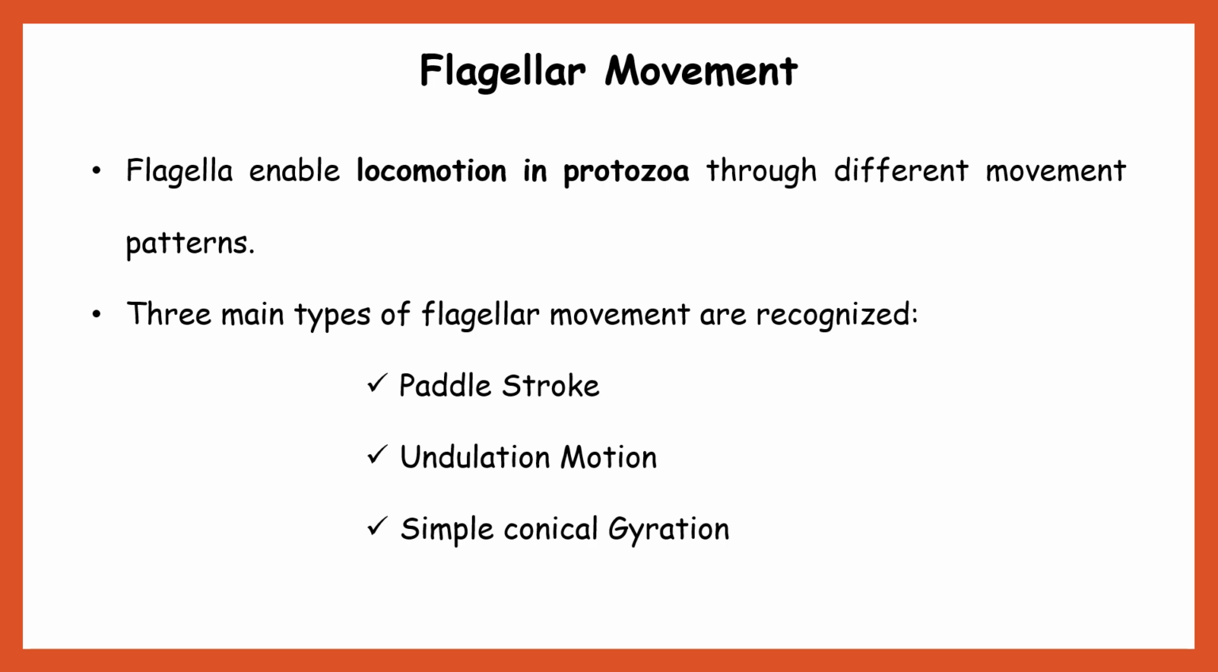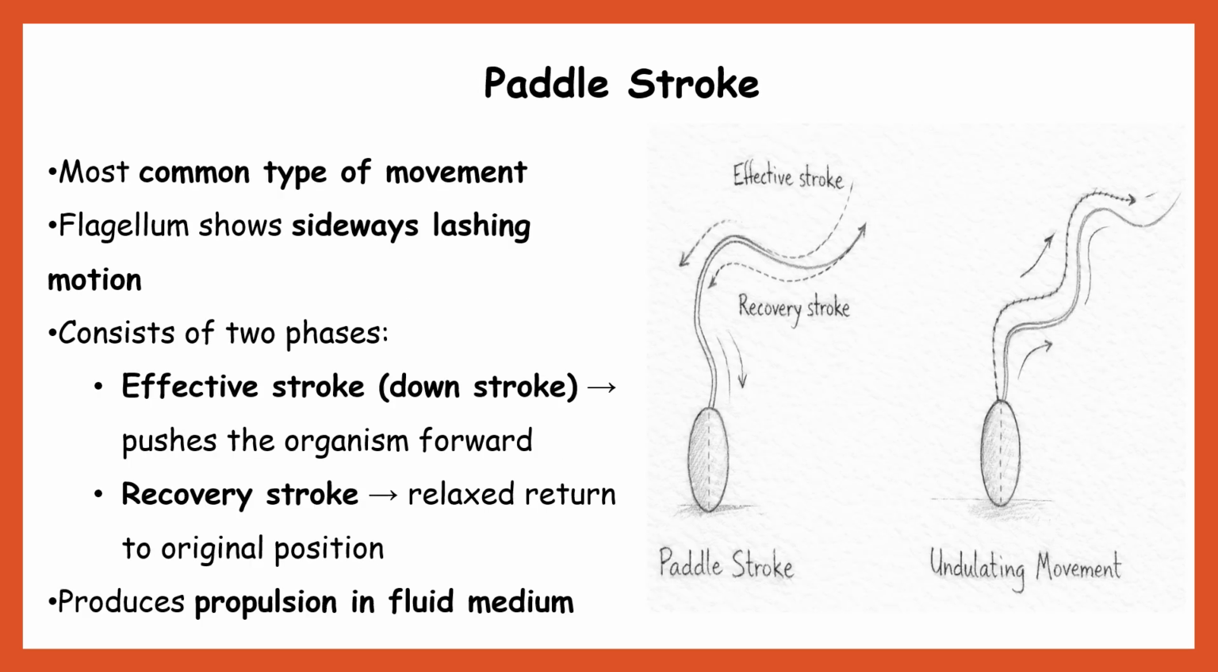Coming to the movement. Till now we have talked about types of flagella and structure of flagella. Now how do the flagellates move this flagella, towards the front side, back side, or in opposite directions? Based on this, there are different types of movements. The flagella moves with the help of three different types of movements: paddle stroke, undulation motion, and simple conical gyration. Let's talk about the paddle stroke.